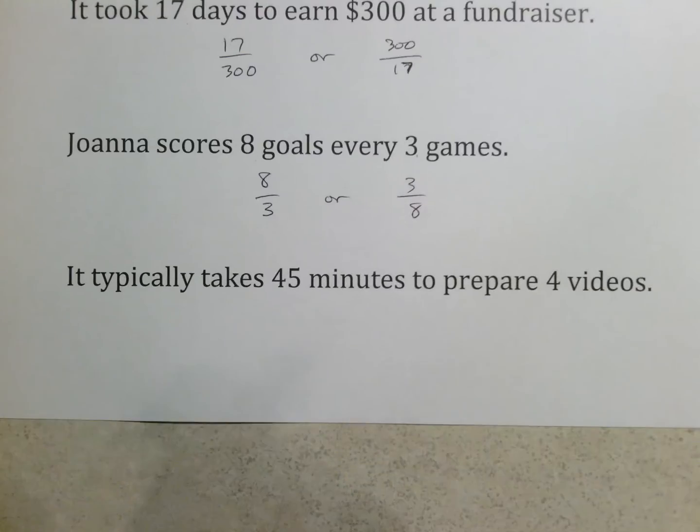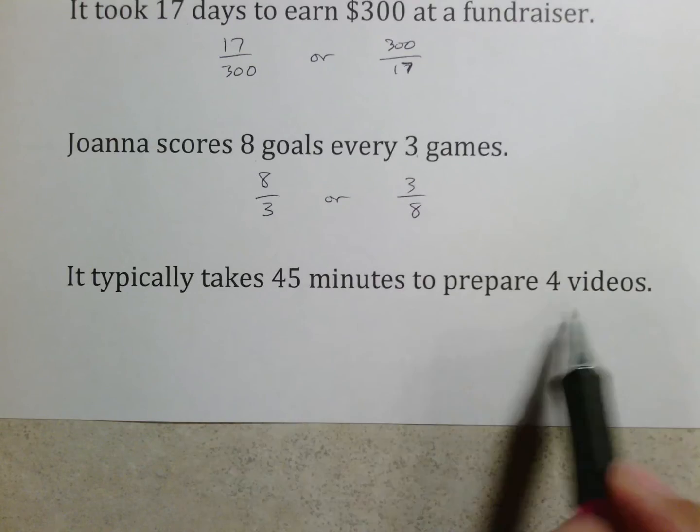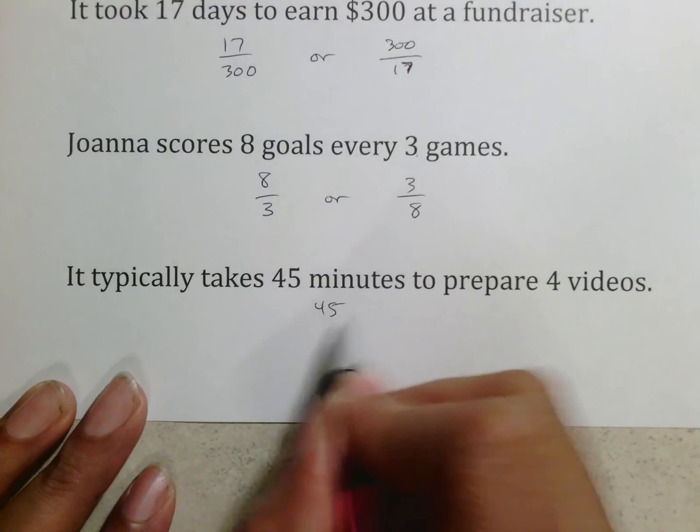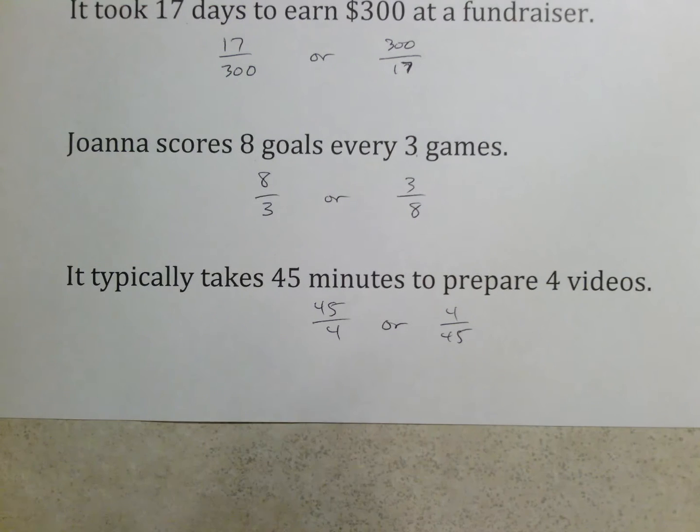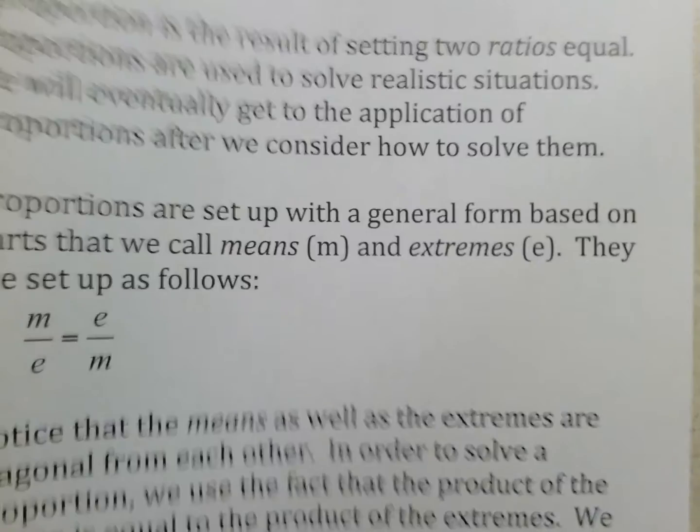It typically takes 45 minutes to prepare 4 videos. Again, these numbers are directly related. So you would put 45 over 4, or you would put 4 over 45, and that would be what you're looking at. Okay? Now, it's not about the ratio so much as it is the proportions.